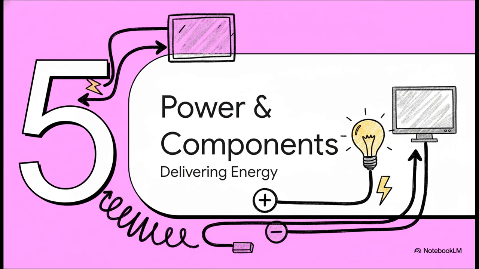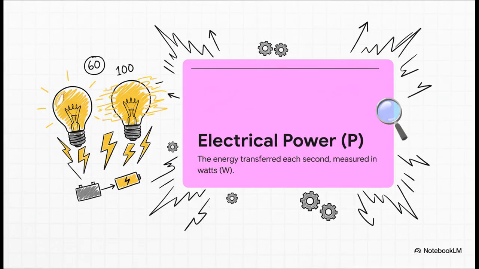So what's the whole point of sending these electrons on this crazy journey anyway? Well, the ultimate goal is to deliver energy to do some kind of work, right? Whether that's lighting up a room or running a supercomputer. And the rate at which we deliver that energy is called power. Electrical power is just the measure of how much energy is being transferred every single second. See, it's not just about having the energy, it's about how quickly you can use it. We measure this in watts, and that's why a 100-watt bulb is brighter than a 60-watt bulb. It's converting more energy into light every second.